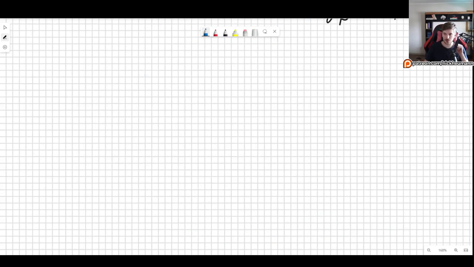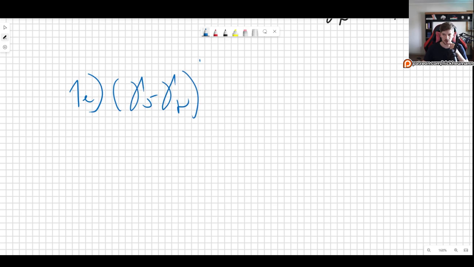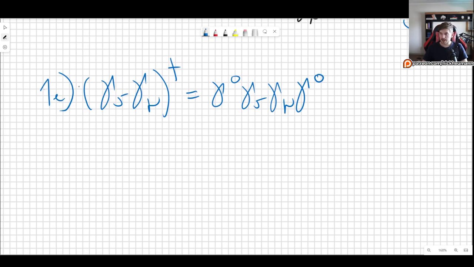Okay, so let's now go for part E. So 1E, which is the last problem of part 1, asks us to do the following. It says prove that gamma 5 gamma mu dagger is equal to gamma 0 gamma 5 gamma mu gamma 0. So that is what they are asking of us. So let's just go ahead and apply the dagger operator. This gives us gamma mu dagger, gamma 5 dagger. Now we already know what gamma mu dagger is, but what is gamma 5 dagger? So let's quickly calculate this.